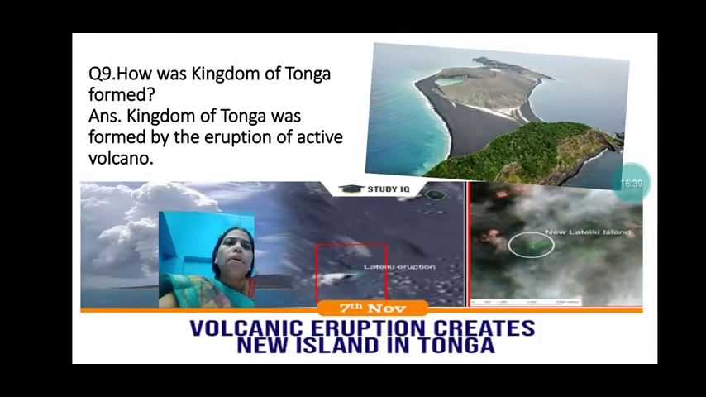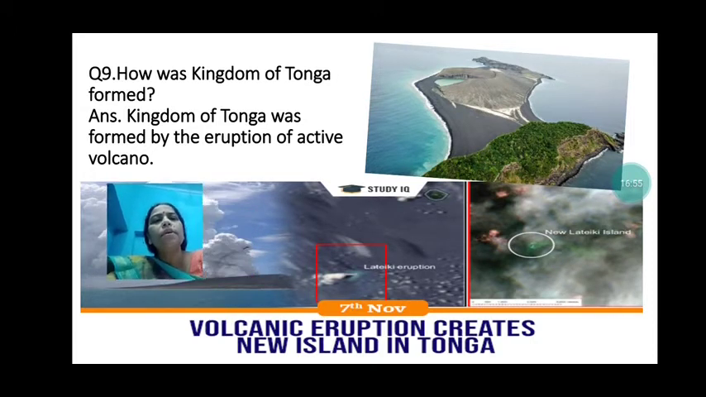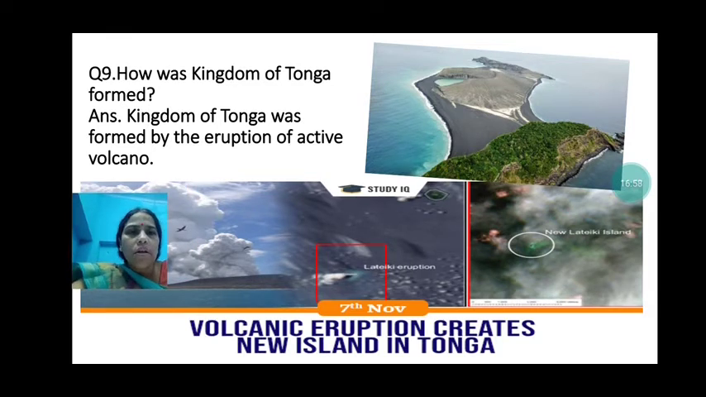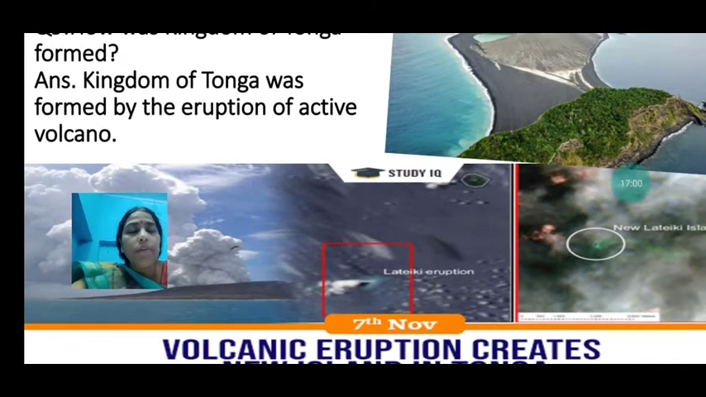Now, how was the Kingdom of Tonga formed? The Kingdom of Tonga was formed by the eruption of an active volcano. So, first there was a volcano under the sea, and what happened when this volcano erupted?